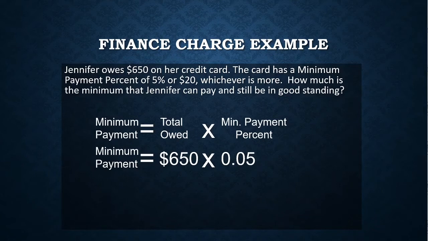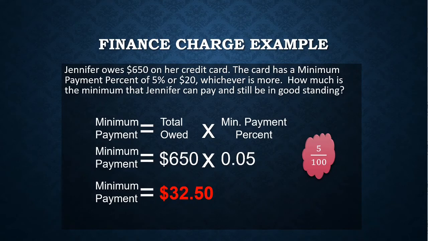So for the problem, we can see that Jennifer owes $650. The minimum payment percent is 5, so we'll change that to a decimal by dividing by 100, and we get 0.05. And we plug 650 times 0.05 into the calculator, and we get 3250. Actually, we get 32.5, and you're going to have to add that trailing zero on there. Now we have to compare that to the dollar amount. $32.50 is higher than $20, so that's the amount that she's going to have to pay.